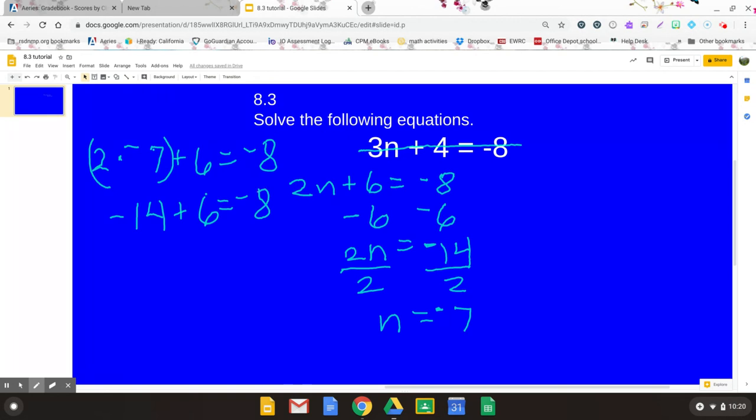Now I'm adding negative 14 plus 6, and so I asked myself, do I have more positive or more negative? I have more negative, so that means my answer is negative. How many more? I have 8 more. So negative 8 equals negative 8. That is true. So I know that n does equal negative 7.